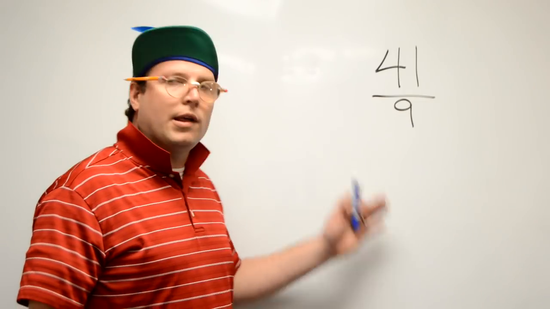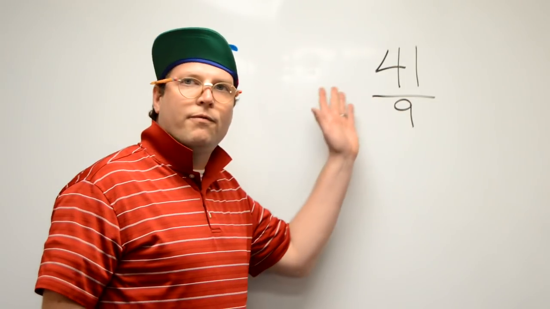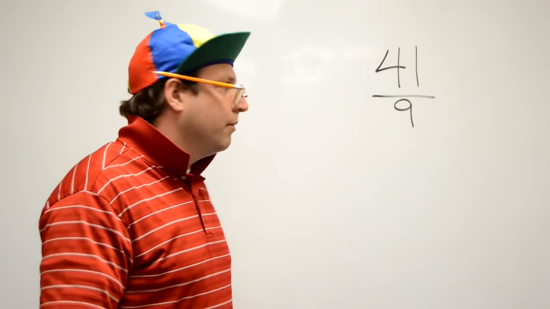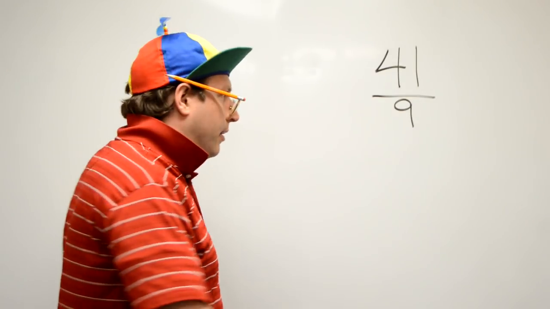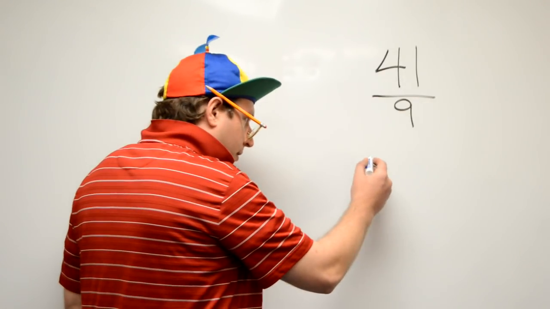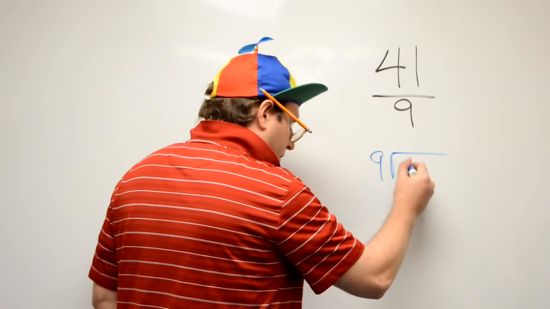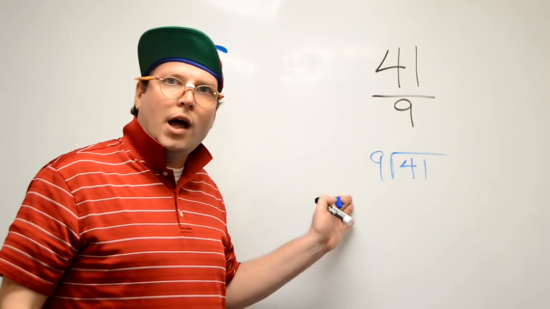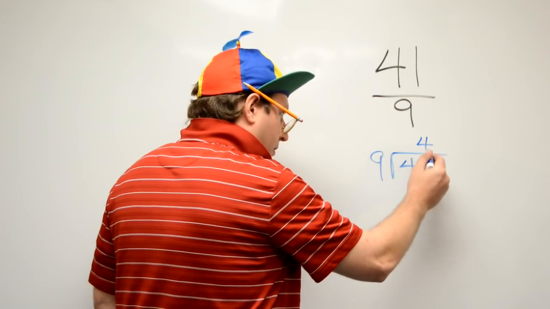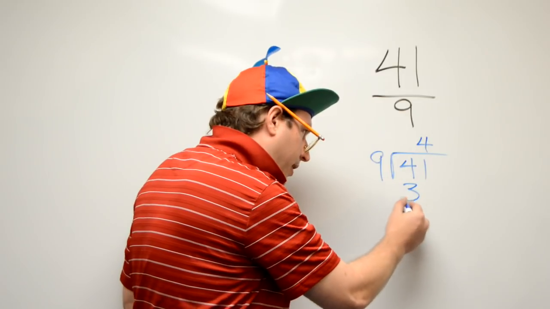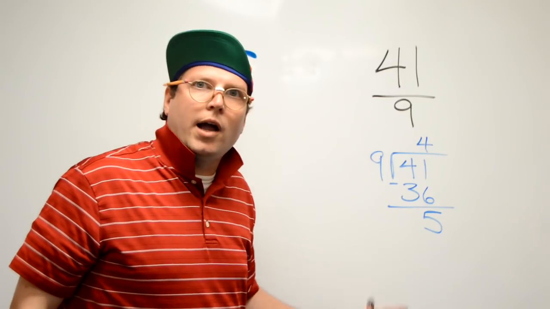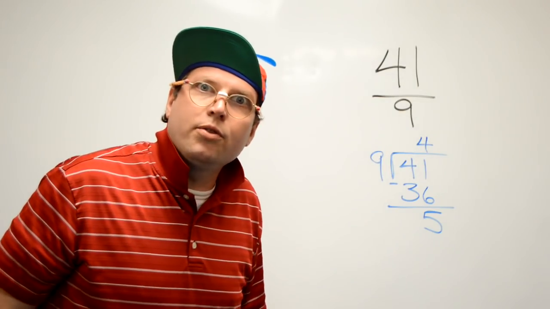So now we're going to do one that is a little bit tougher. This is 41 over 9. That is the improper fraction. So we're going to divide again. We take 9 and we want to know how many times does it go into 41. I can see that 9 goes into 41 4 times. 4 times 9 is 36, with a remainder of 5.